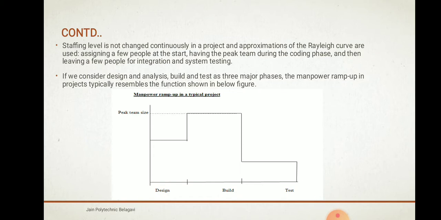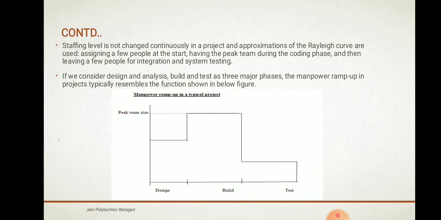The staffing level is not changed continuously in a project, so an approximation of the Rayleigh curve is used. You can see in the diagram the manpower curve, called the Rayleigh curve. We assign a few people at the start. There is a peak team size, a maximum team size, during the coding phase, because the coding phase is a very large phase and requires a large number of people. Then we leave a few people for integration and system testing.